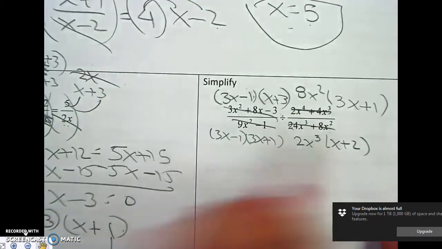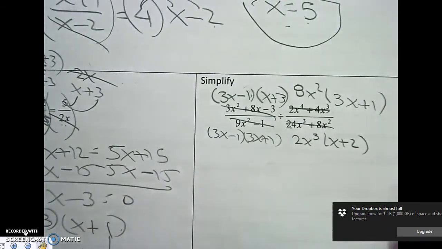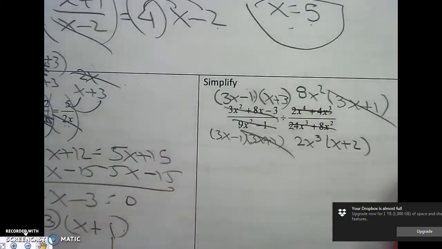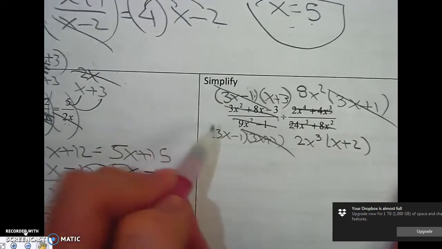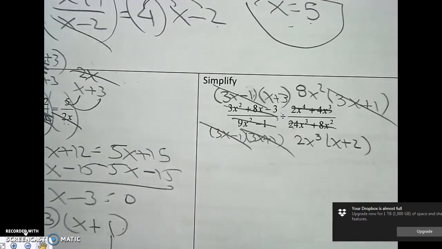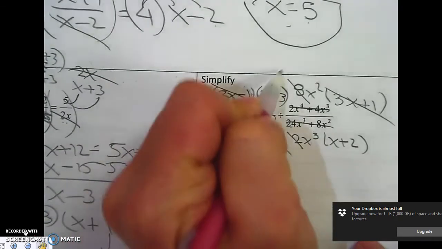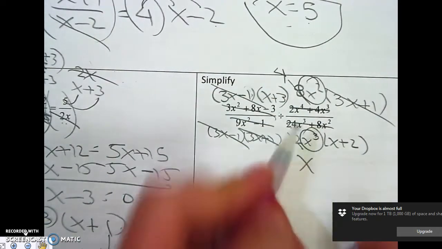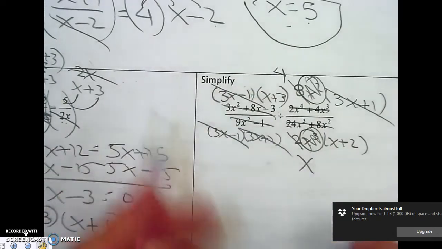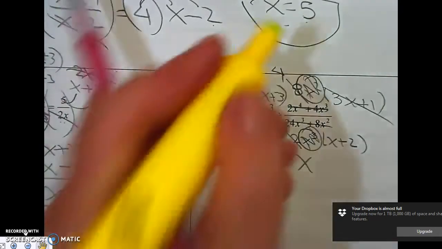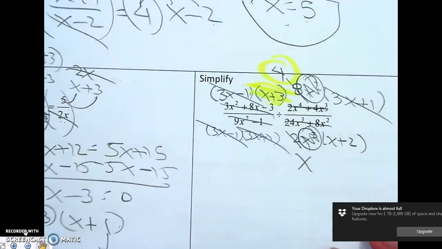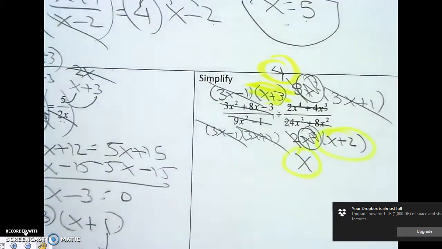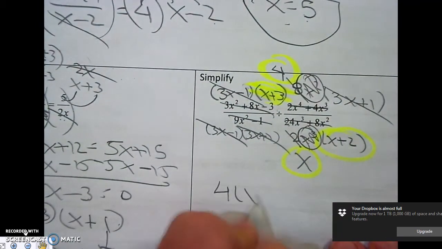Okay, I factored, factored, factored. Now it's time to cross things off. 3x plus 1, 3x plus 1, gone. 3x minus 1, 3x minus 1, gone. The 8 and the 2 divide into 4. I look here and I have one more x on the bottom. Cross that off, cross that off. Do a quick scan. It looks like I have the 4, x plus 3 on top, and x plus 2 on the bottom. Write it down.